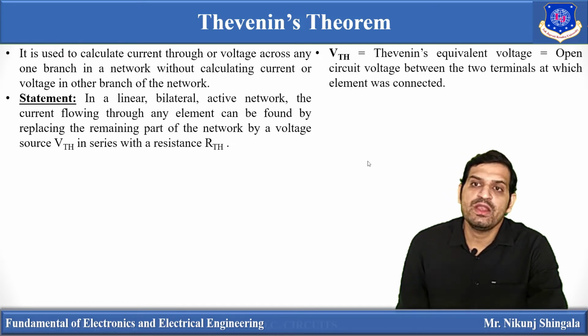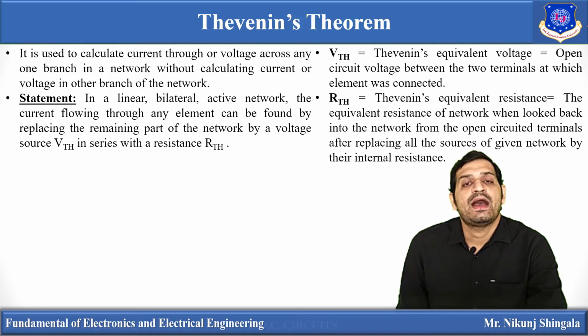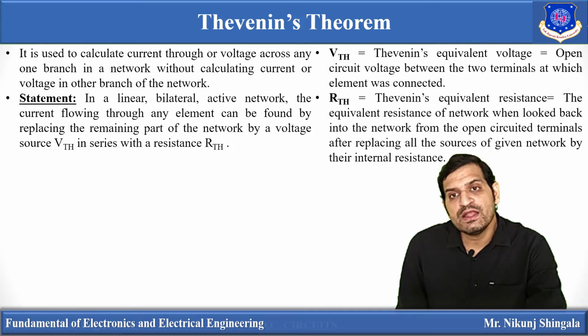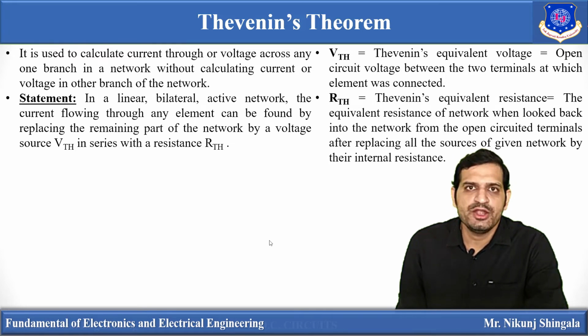Now what is VTH? It is the Thevenin's equivalent voltage. It is the open circuit voltage measured between the two terminals at which the element was connected, the element in which we have been asked to determine the current. RTH is known as the Thevenin's equivalent resistance. It is the equivalent resistance of a network when looking back into the network from the open circuited terminals after replacing energy sources by their internal resistances. Now VTH and RTH will be clear to you when I take one example.